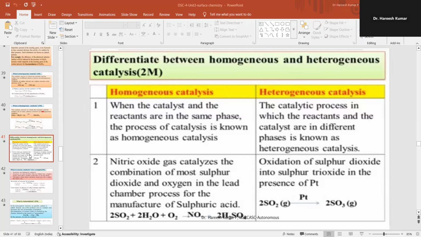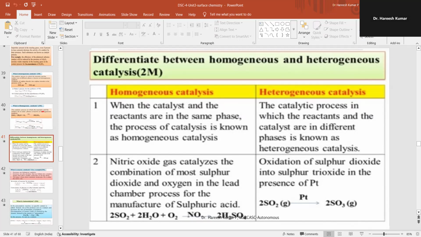Okay, let's continue the surface chemistry. Differentiate between homogeneous and heterogeneous catalysis. Homogeneous catalysis means the catalyst and the reactants are in the same phase. If the catalyst and the reactants are in the same phase, such reactions are called homogeneous catalysis. Suppose the reactant and the catalyst are in different phases, such reactions are called heterogeneous catalysis.